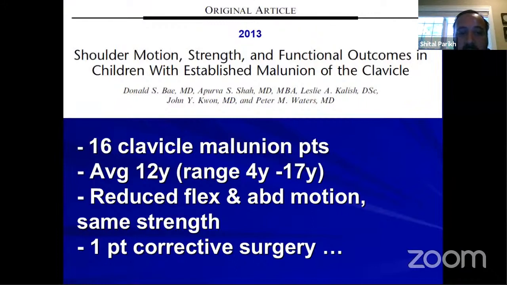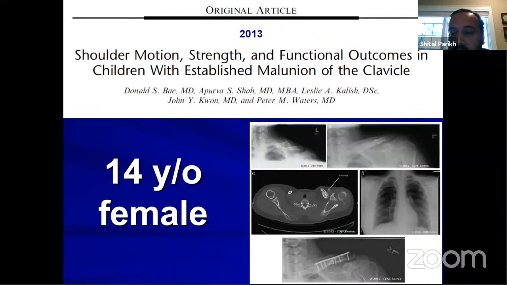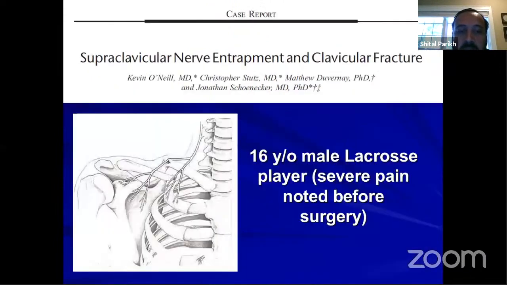Another series of about 16 clavicle malunion patients had reduced flexion and abduction motion, though the strength was not an issue, and one patient needed corrective surgery. Here is an example of a patient with a malunion that required corrective surgery because of restricted movement.